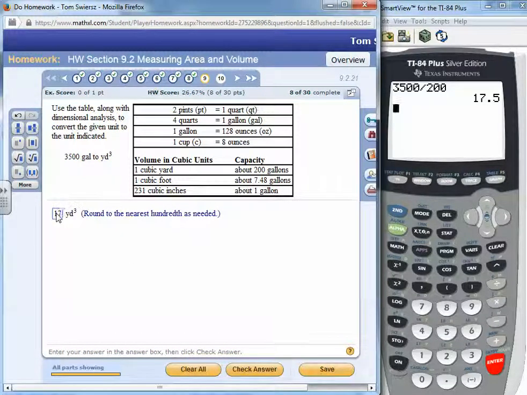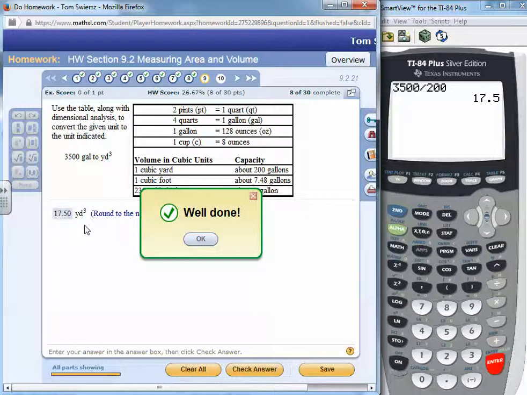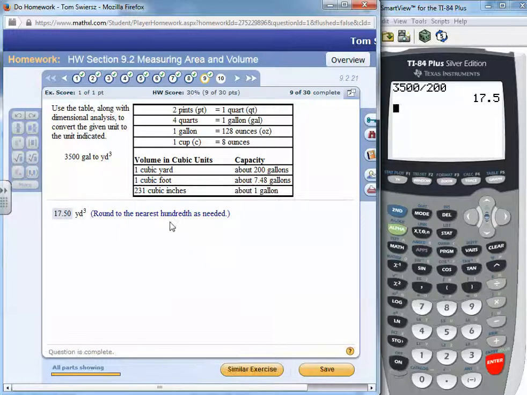Again, to the nearest hundredth is 2 decimals. So I could just put in 17.5 or with a 0 because there's no hundredths. If you get a decimal, you'll have to round off to 2 decimal places because it says to the nearest hundredth.